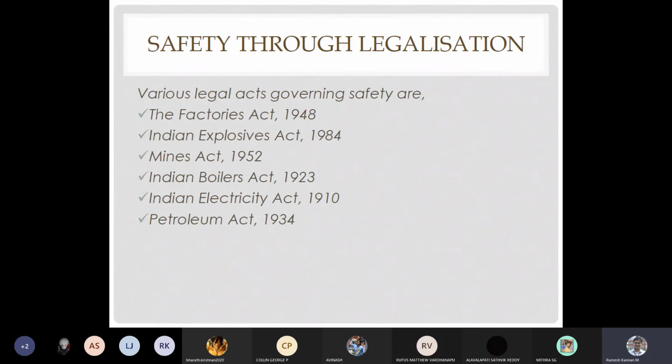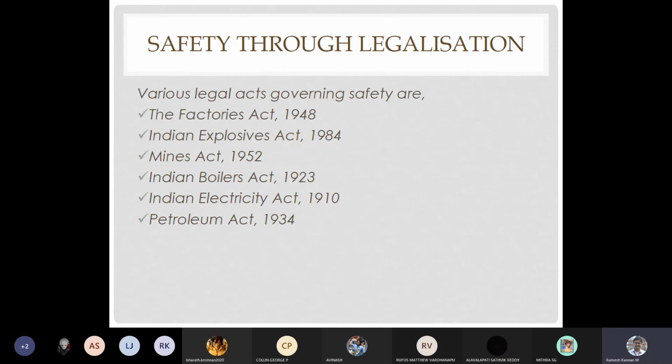Then safety through legislation. This is very important. Unfortunately, we don't have predominant safety legislation for the construction industry alone. Like we don't have any agency that looks only into construction projects. We look into guidelines from various legal acts like the Factories Act 1948, then the Indian Explosives Act in case you use detonators to explode or demolish a building, and then the Mines Act for drilling and tunneling and so on, and the Indian Boilers Act, this is also very important, and then the Indian Electricity Act and Petroleum Act and so on.